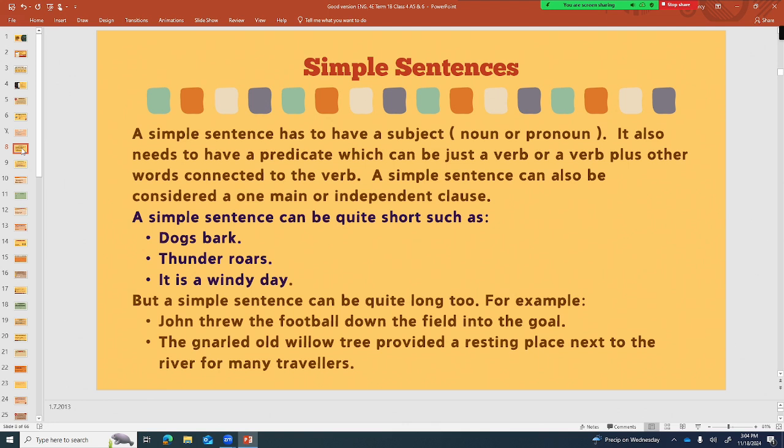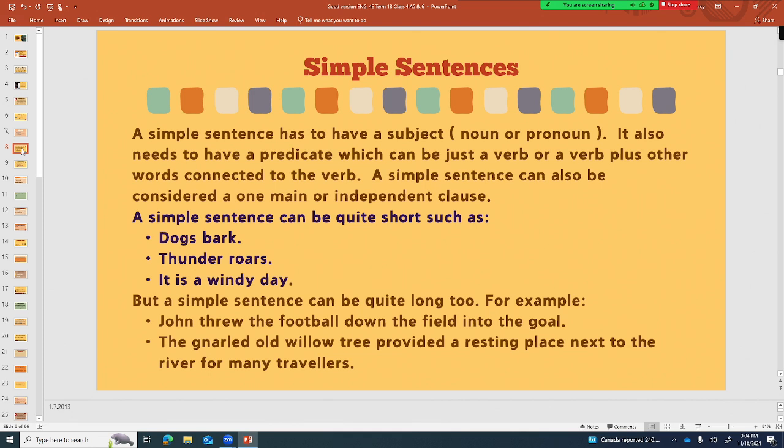A simple sentence can also be considered a main, or what they call an independent clause. It can be quite short, things like: Dogs bark. Thunder roars. It is a windy day. But a simple sentence can be long too. And I mention this because sometimes people think when they've written a long sentence, oh, it must be more complicated. But it's not, grammatically, okay?